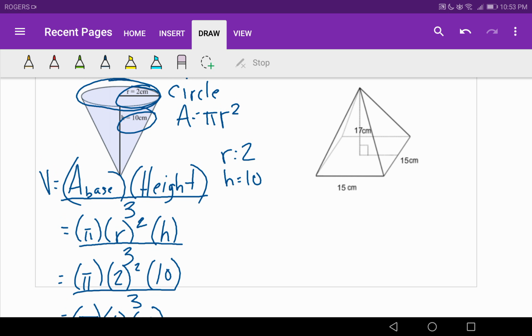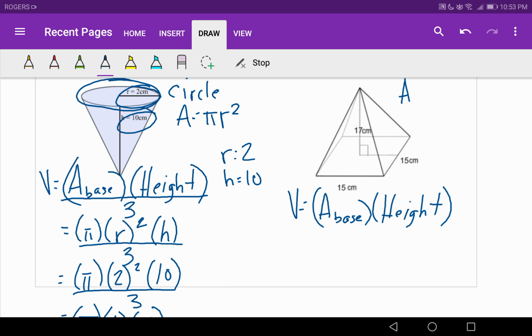Okay, let's do this pyramid. Last question. Okay, so my square base pyramid. Okay, so it's still going to be the volume is area of the base times height, except now my area of the base, it's for a square. My area for a square is what? Side squared, s times s.